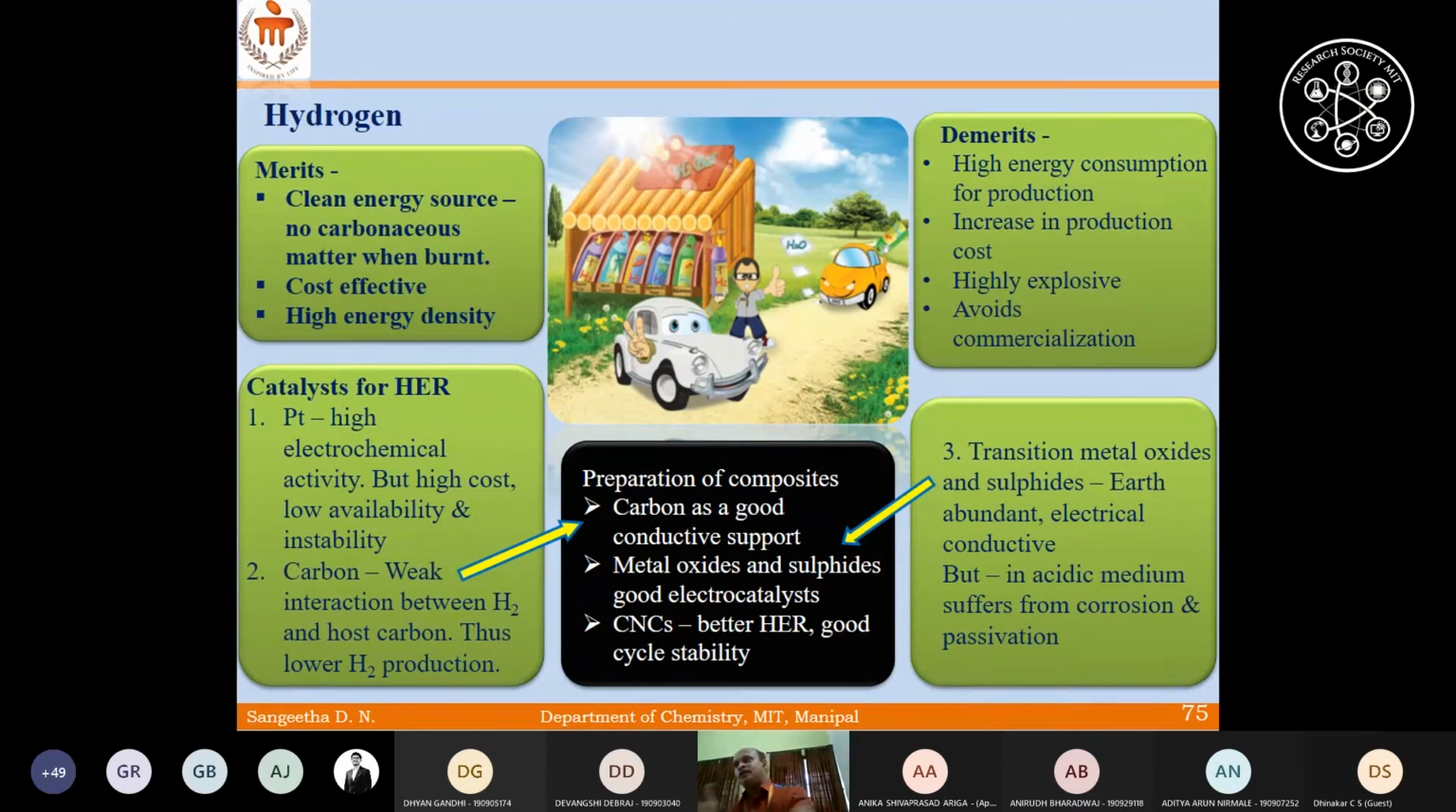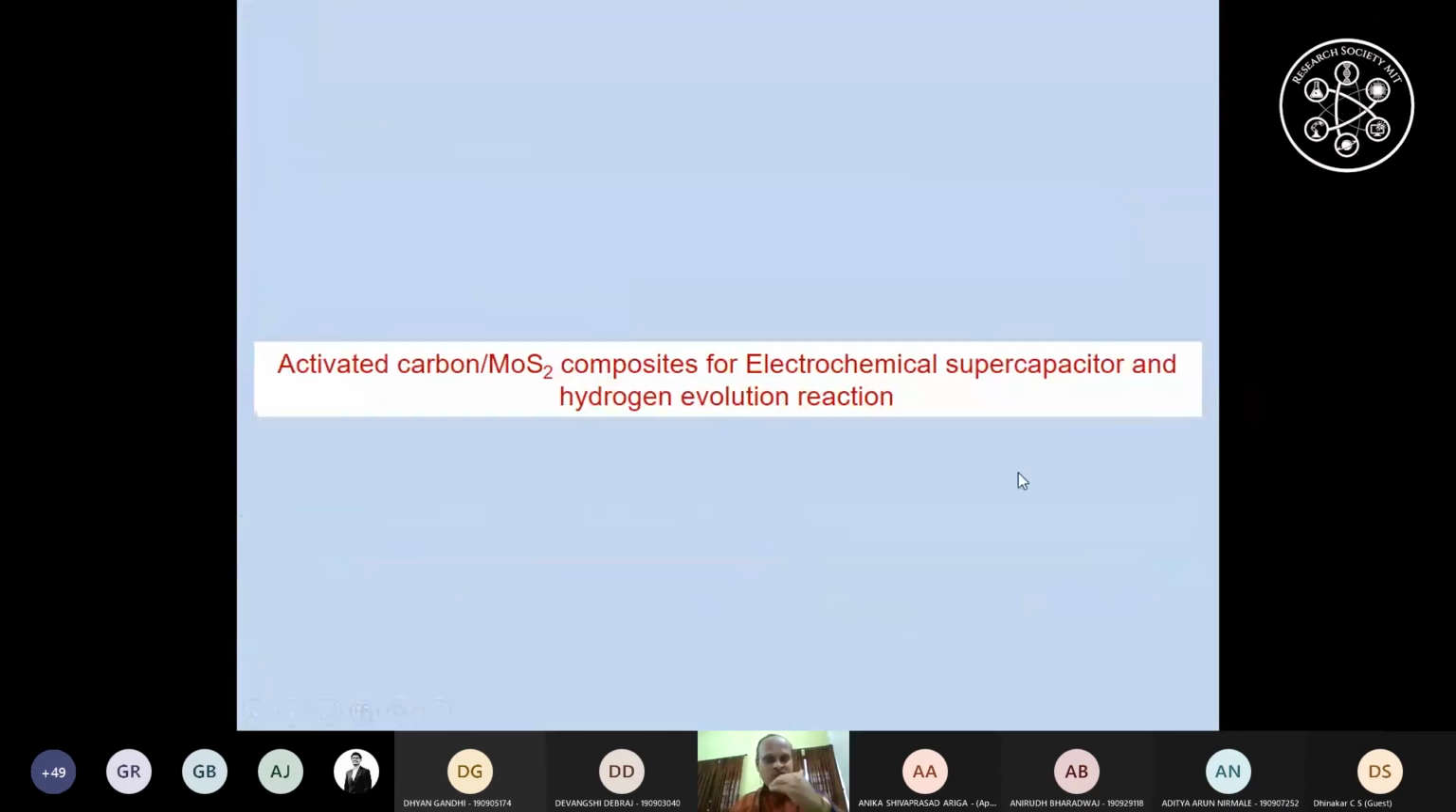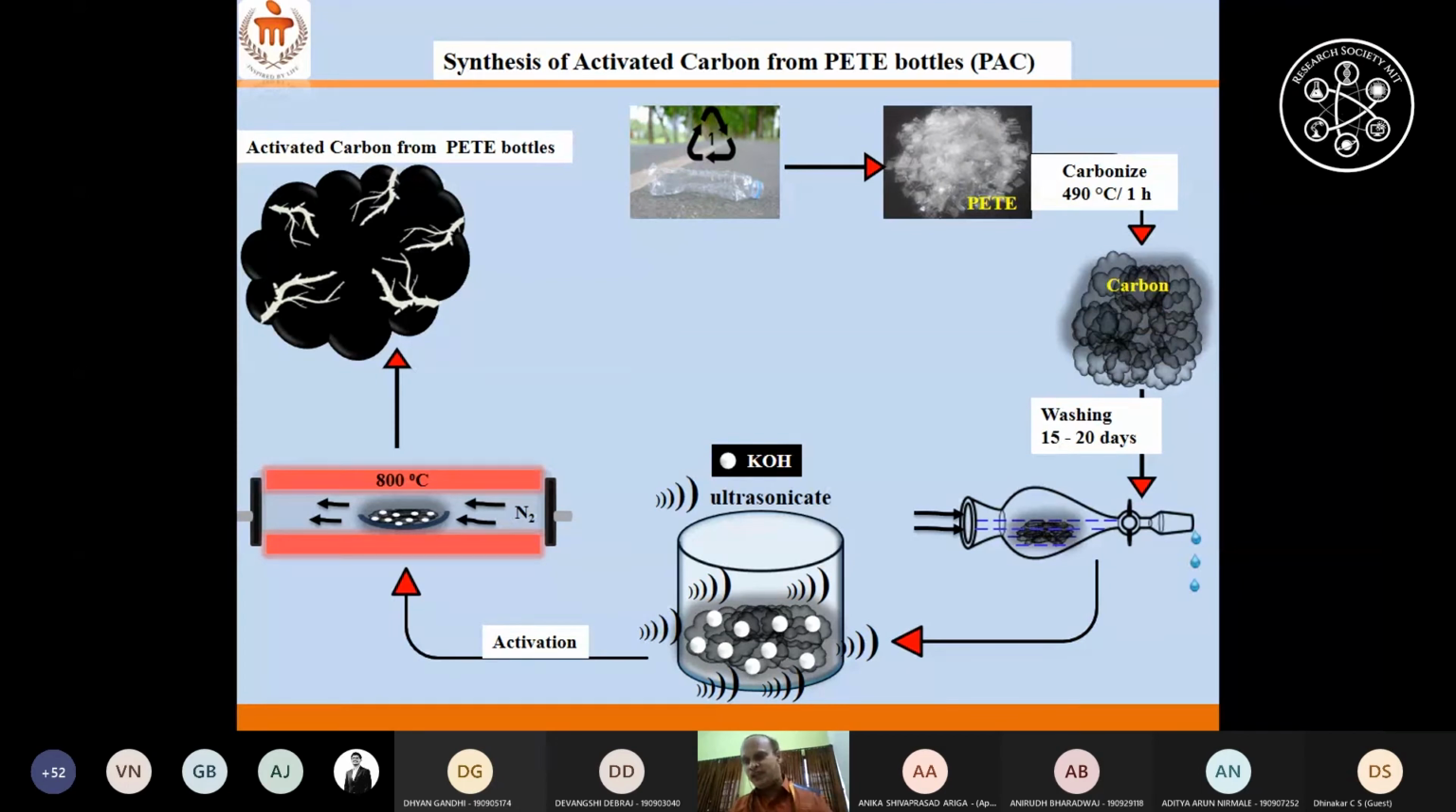Now the government is fully focused on lithium ion batteries. So I would like to give the recent work going on. In this work, we synthesized a different carbon and mixed it with the transition metal oxide. Instead of platinum, we mixed it with the transition metal oxide and sulfide, and we find out at what potential we got a hydrogen evolution. So this is activated carbon using PET bottle. Once I came to the conclusion that polyethylene won't degrade, I came to the commercialization process.